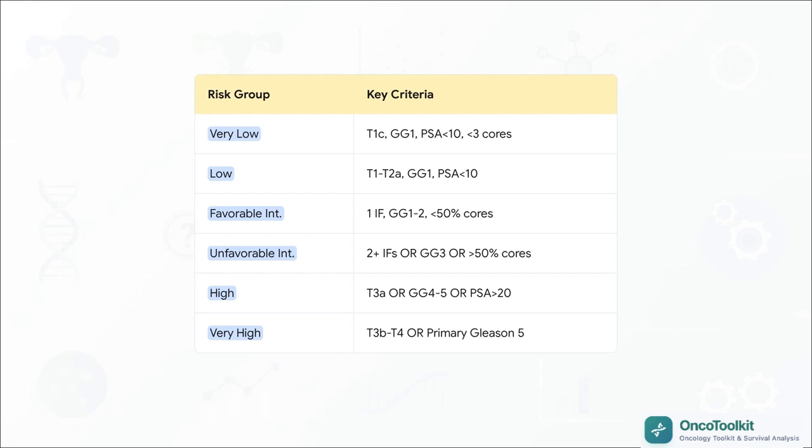Just look at the criteria for, say, unfavorable intermediate risk. It can be triggered by multiple factors, right? A specific grade group or maybe a high volume of cancer in the cores. Trying to navigate this intricate decision tree for every single patient, that's exactly the time suck this tool automates.